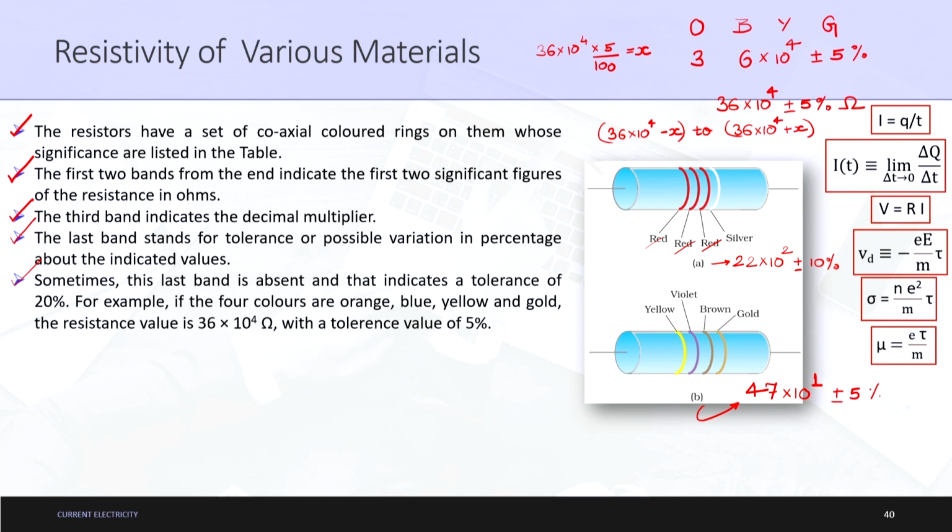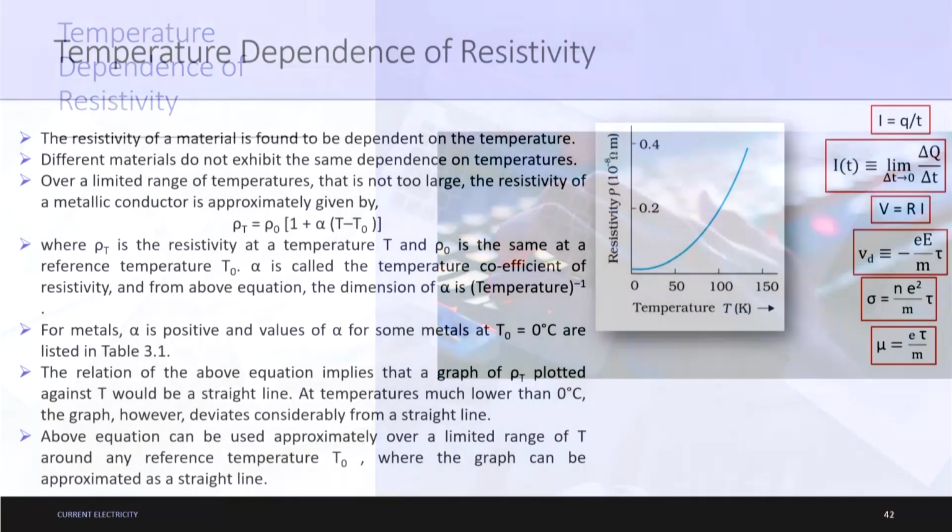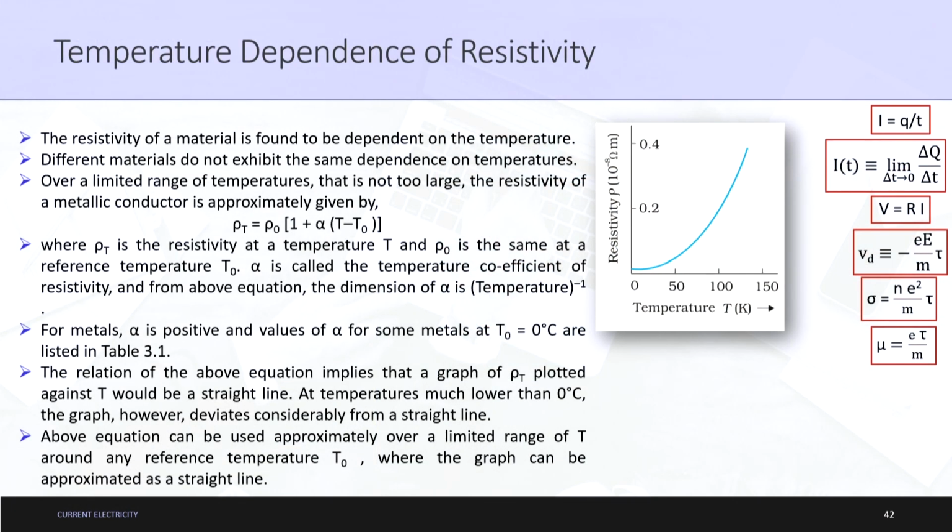Let us move on to the new concept now, after the resistivity of various materials, which is called temperature dependence of resistivity. How does the resistivity of a substance depend upon the temperature? Does it increase, decrease, or what happens? Let me try to explain it in these slides. The resistivity of a material is found to be dependent on the temperature, quite evident, as you can see from this diagram also, that as the temperature keeps on increasing, the resistivity keeps on increasing also.